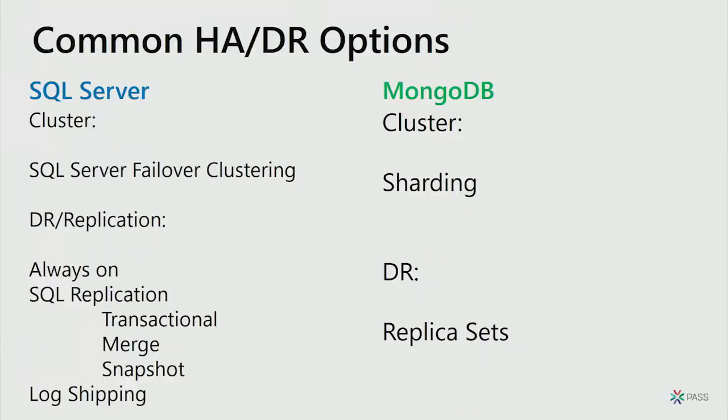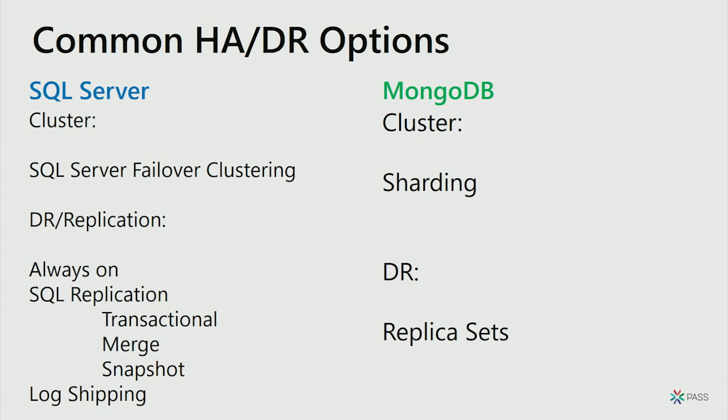HA/DR options. We're all kind of aware of what's available in SQL Server with failover clustering, availability groups, Always On, all that. In Mongo, there's kind of two main options. From a clustering perspective, there's sharding, which at a high level, if you just think of this as partitioning at a server level, that's kind of what MongoDB sharding is.